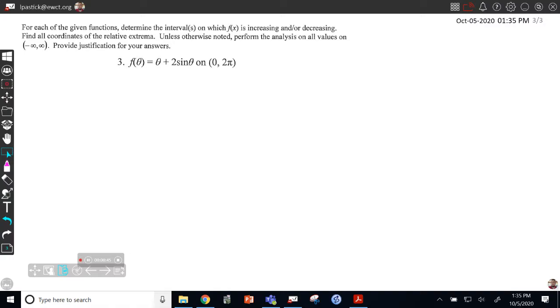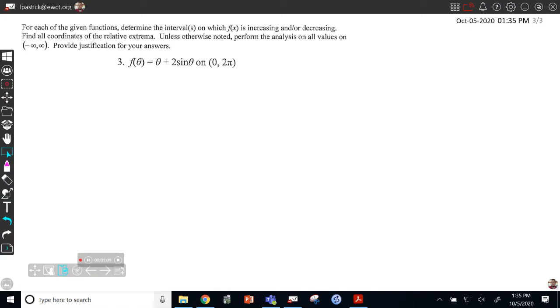So in this one, we're dealing with a sinusoidal function and a linear function combined. And we are told only to look from 0 to 2 pi. The most likely reason for that is because otherwise, there would be infinitely many places where we'd have to look because of the cyclic nature of sinusoidal functions. So, let's do this. The first thing we're going to do is find the derivative.